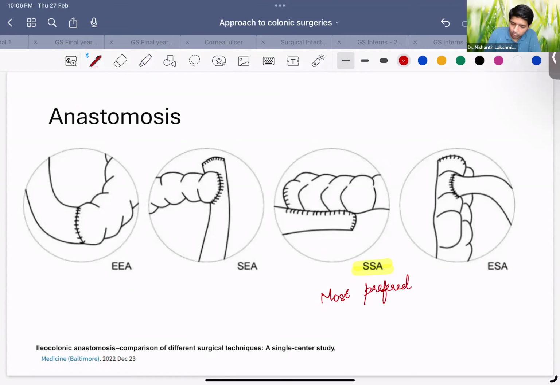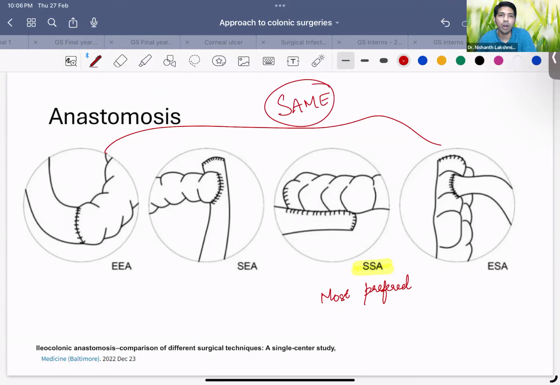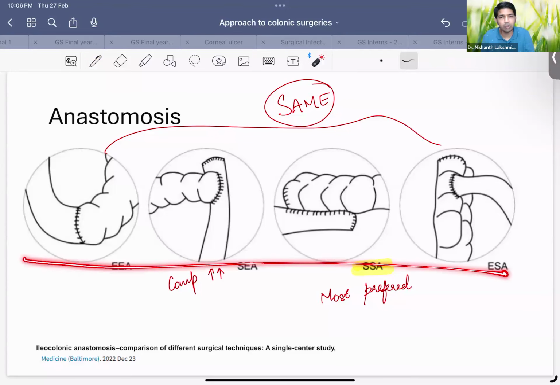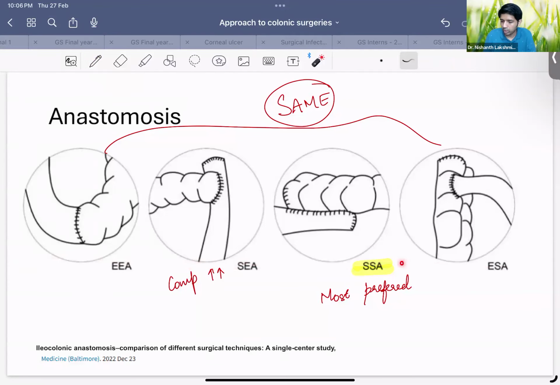But if you look at it, all have the same rate of healing or the same rate of complications. The only thing they mentioned in one particular paper was that end to side, no, sorry, the side to end, where the side of the ileum is anastomosed to the end of the colon, had higher complication rates. Only in one paper. But otherwise, the general consensus is that whatever you do, everything is accepted. But what is most commonly used is a side to side.